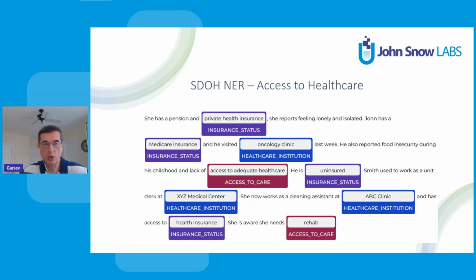Okay, so rehab or access to adequate healthcare is extracted, and you see the insurance status, the model extracted uninsured or Medicare or private health insurance, and the healthcare institution is going to be either a clinic or medical center or a hospital, and they are extracted by the model.